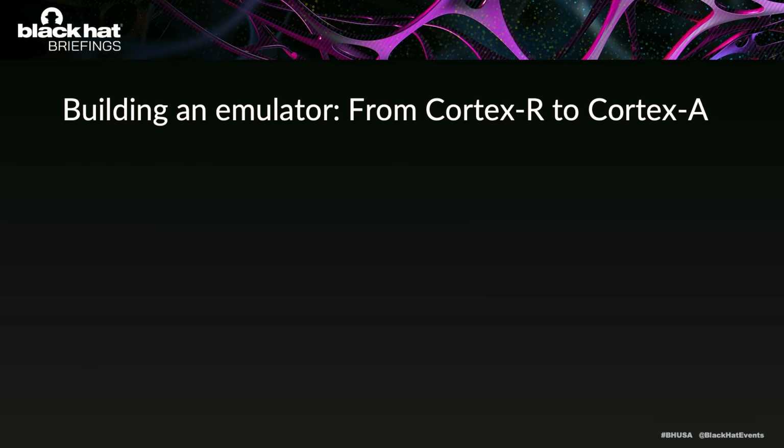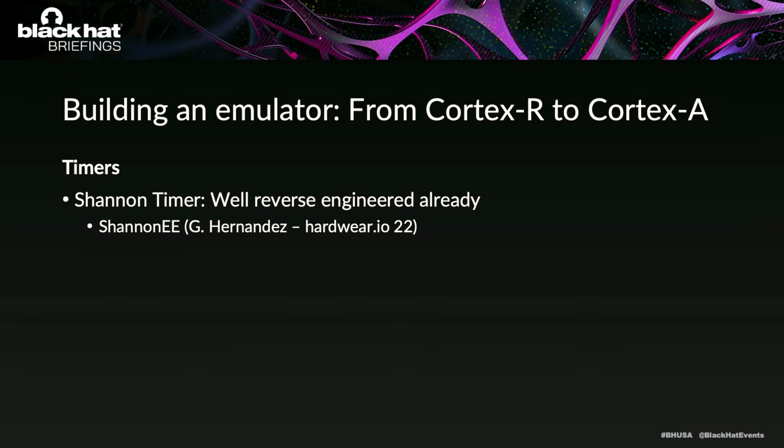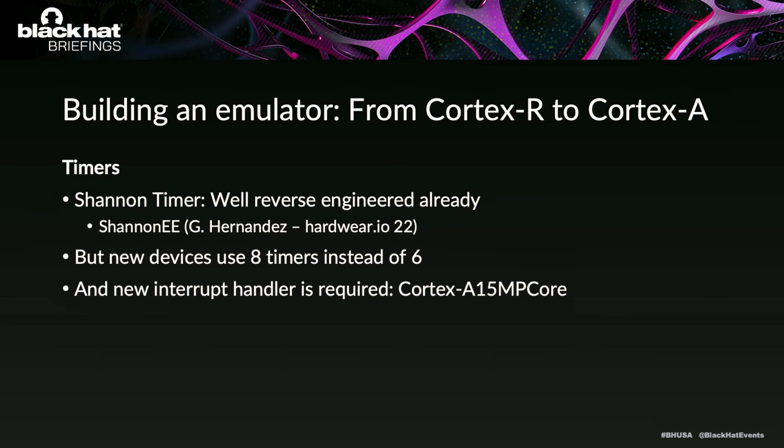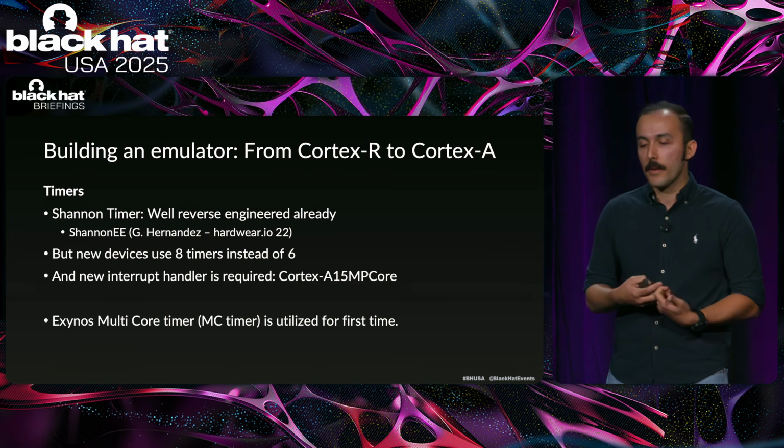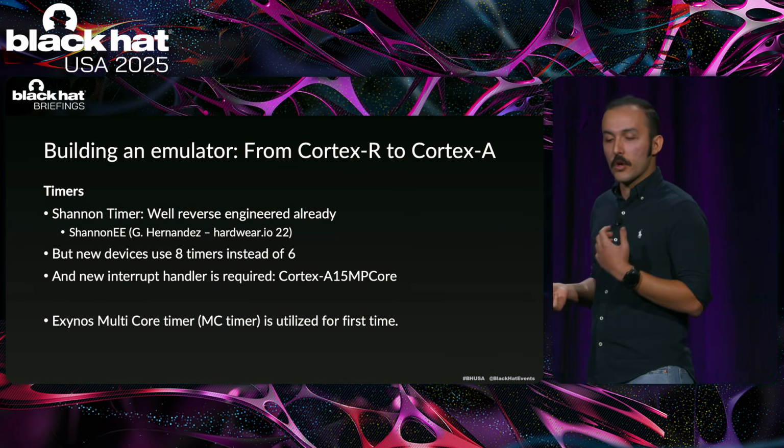And the next step to complete the emulation is the emulation of peripherals. Because we are developing a full system emulator, the most important peripheral is the timers. Shannon 5G basebands are still using the Shannon timer, which is already well reverse engineered by previous researchers. But I want to point out that there are more instances of this timer in the new baseband. Also, the interrupt handler that works directly with this timer is changed from A9 to A15 MB core. Finally, there is another timer for this CPU type to work properly, and it's called the Exynos multi-core timer.